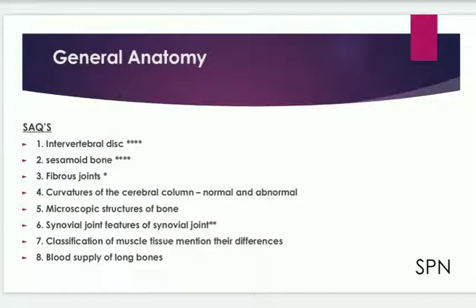the bone, synovial joint, features of the synovial joint. Next, classification of the muscle tissue and mention their differences. There are skeletal, cardiac and smooth muscles. Then blood supply of long bones is the most important. I had neglected this question, but lately I have read that this question has also been asked.